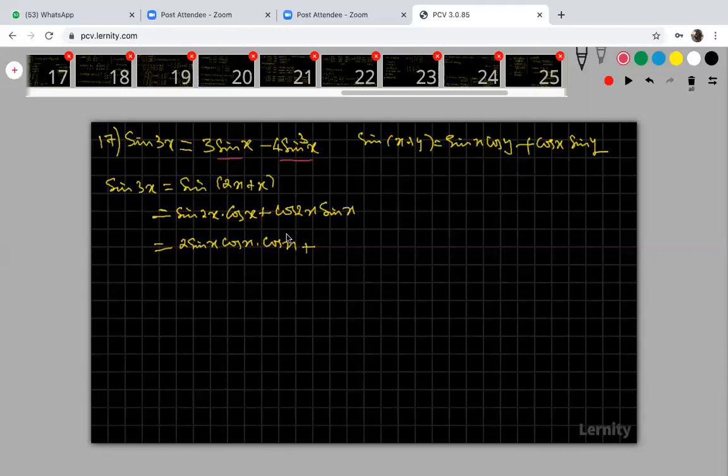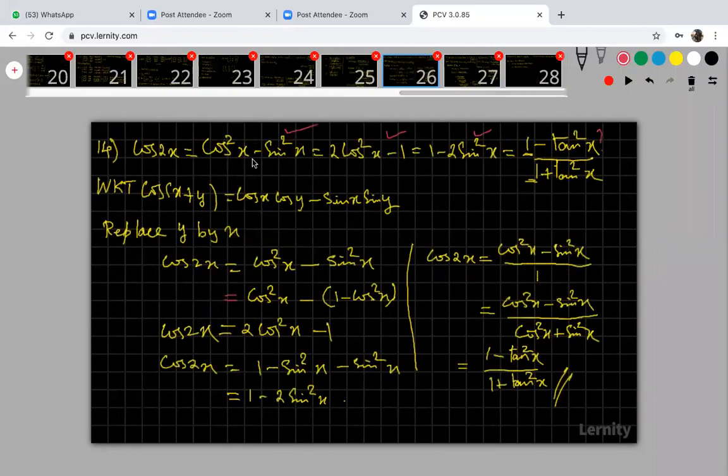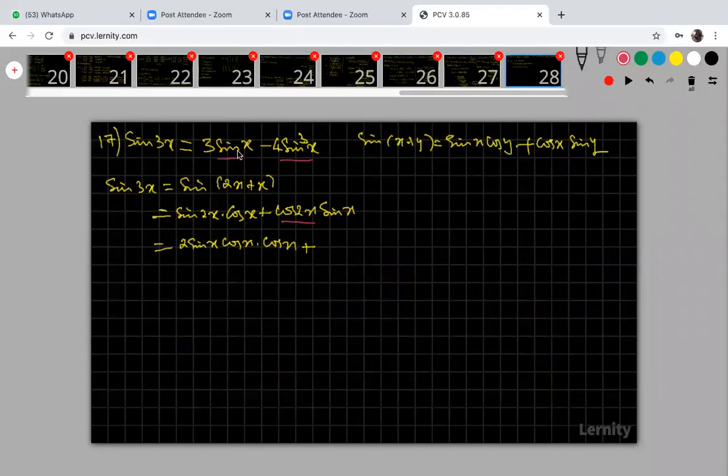So therefore, I am going to change all the terms into sin x. Here cos x is there. I am going to convert this cos x into sin x. Here cos 2x is there. For cos 2x we have many formulas: cos square minus sin square, 2 cos square minus 1, 1 minus 2 sin square, and 1 minus tan square by 1 plus tan square. But I am going to apply this formula. Why? Because my answer contains only sine terms. So therefore, I am going to apply the sine formula for cos 2x, which is 1 minus 2 sin square x, into sin x.